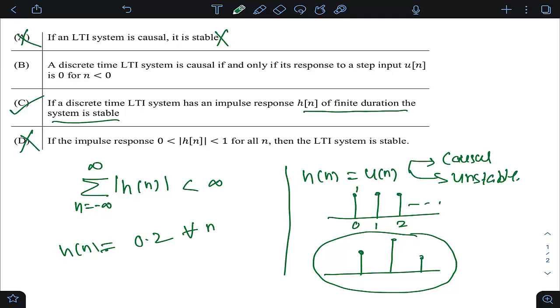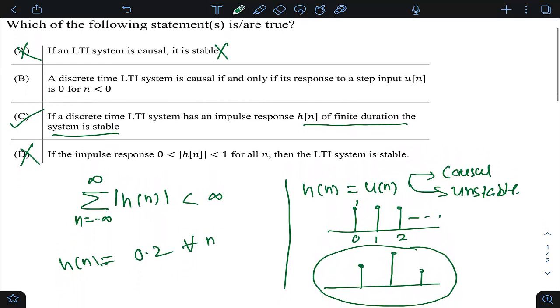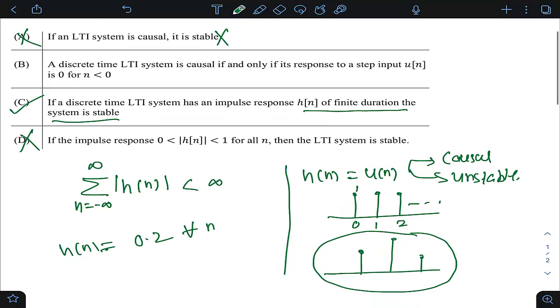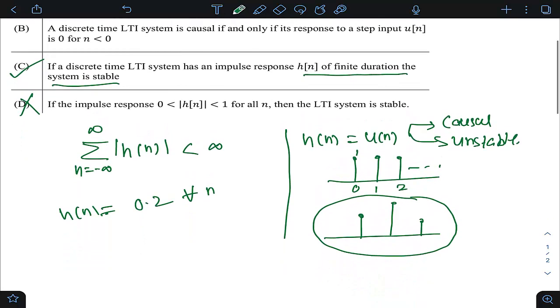And what about option B? A discrete time LTI system is causal if and only if its response to a step input u of n is 0 for n less than 0. So what is the meaning of it? We are again interested here in causality. Under what condition? If its response to a unit step input is 0 for n less than 0.